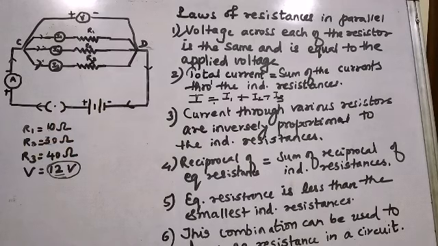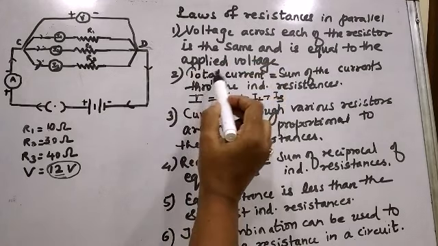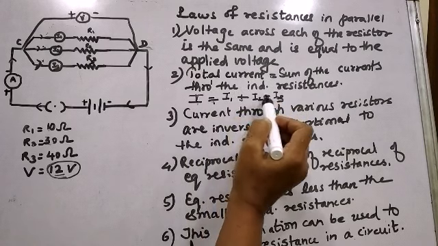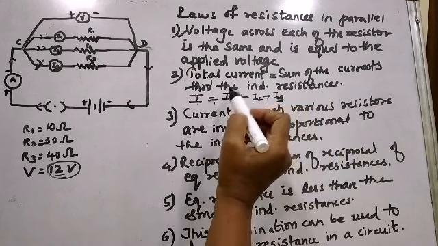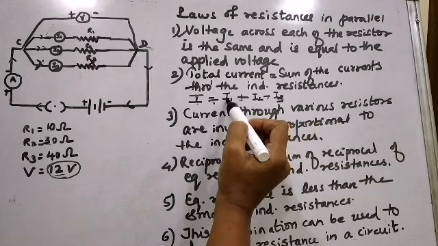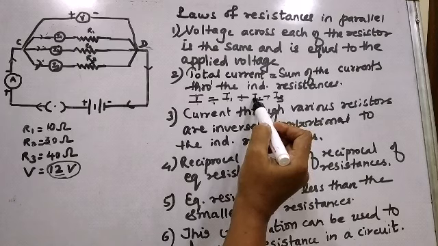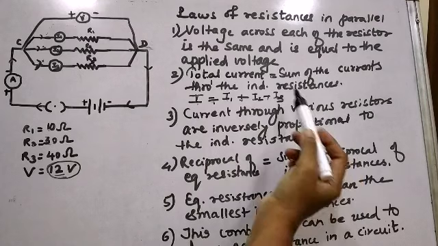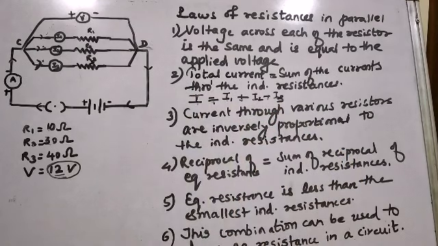The second law states that the total current in the circuit is equal to the sum of the currents through each of the individual resistances. So how do we denote the total current? I is equal to the sum, meaning plus, of the currents through the individual resistances. What was the current through each of the individual resistances? Across R1 current was I1, across R2 current was I2, across R3 current was I3. That was when three resistors were connected in parallel. So in short we can say the total current in the circuit is equal to the sum of the currents through each of the individual resistances.